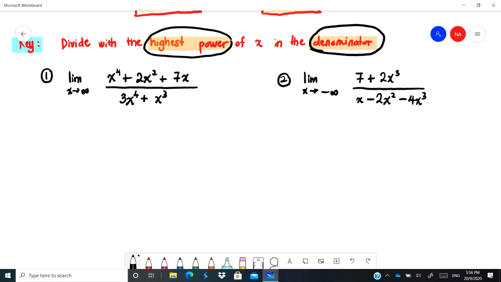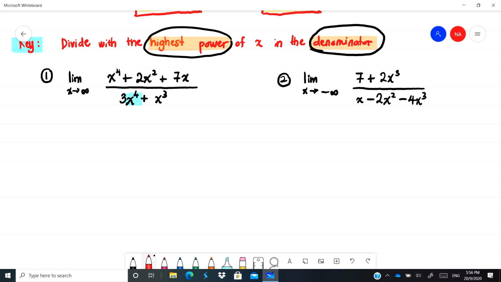We have this type of function. If we try to substitute infinity for x, we'll get infinity over infinity, which is of course indeterminate. But we can solve this by dividing each term by the highest power of x that occurs in the denominator. Firstly we identify the highest power of x in the denominator. This is x to the power of 4, so we have to divide each term by x to the power of 4.